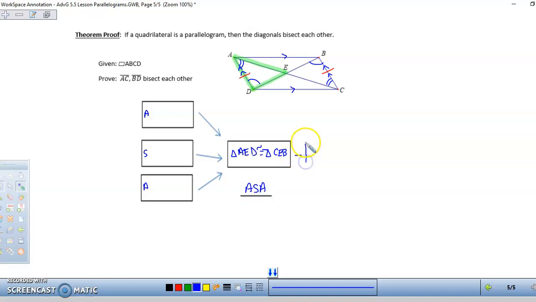From there, like we've done many times, we're going to use CPCTC. Now, you just have to think about which parts you need. So if I need the diagonals to bisect each other, like we talked about when I did the property, ED would have to be congruent to EB. Well, those are, so ED and EB are corresponding parts. So ED congruent to EB. I also need EA and EC, so EA and EC are corresponding parts as well.